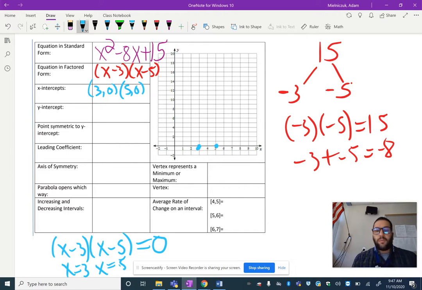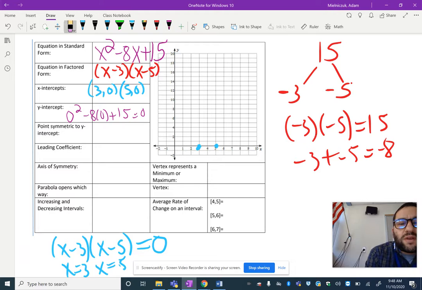Okay. The y-intercept is when x is 0. So we're going to say that we have 0 squared minus 8 times 0 plus 15, and we will see that we have a y-intercept at the point (0, 15). So let's graph that point.